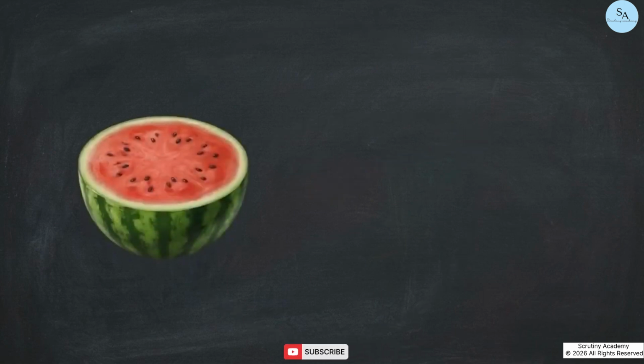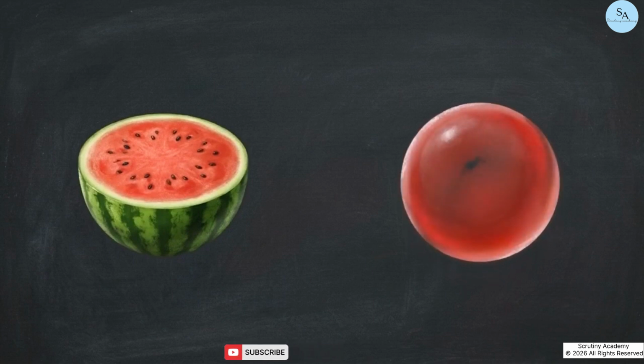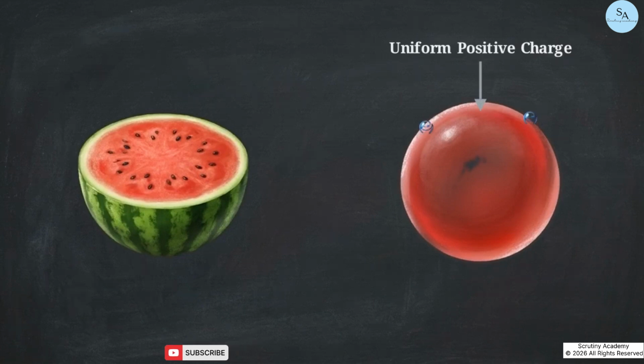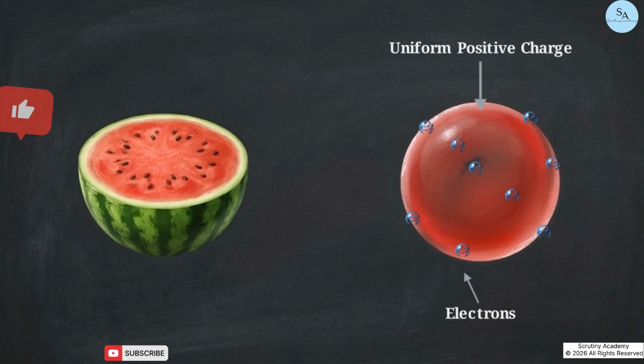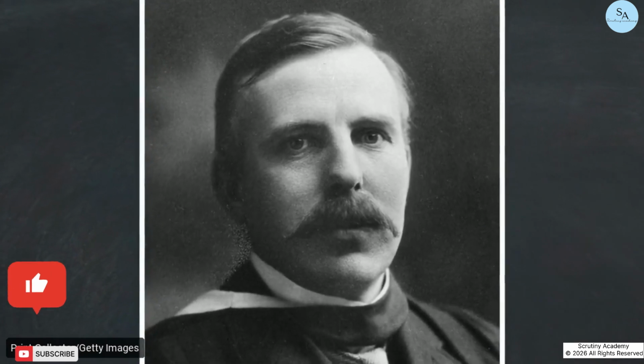Before we understood the true architecture of the atom, J.J. Thomson proposed a model similar to a watermelon. He suggested the atom was a solid sphere of positive charge, like the red fruit, with negatively charged electrons embedded throughout like seeds. Ernest Rutherford tested this concept by firing high-energy alpha particles at a thin gold foil.